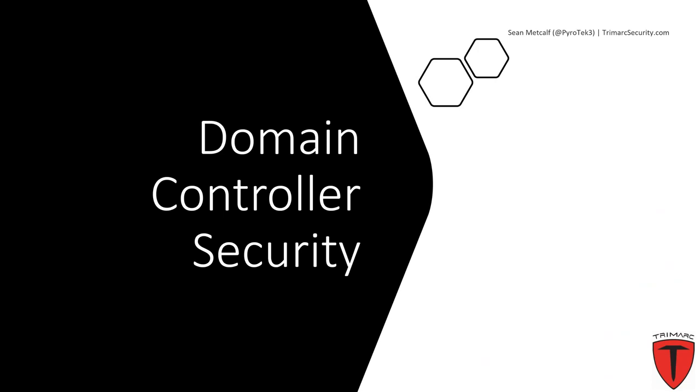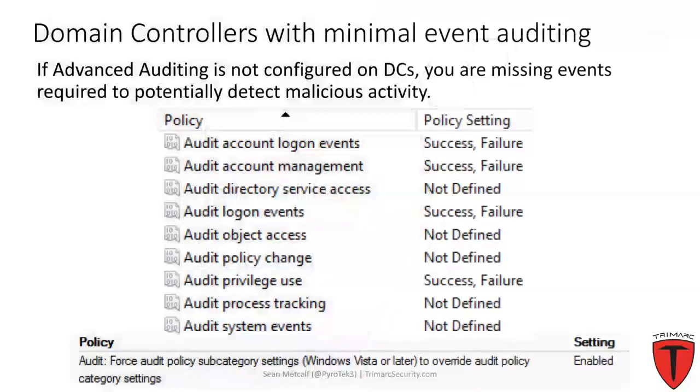So DC security: we want to make sure that you have domain controllers configured appropriately. I'm going to go through these fairly quickly because I think they're pretty straightforward. Make sure your auditing is set correctly. Advanced auditing is the way to go. Standard auditing is the older method. And if you don't have this last thing checked, you're only getting standard auditing.